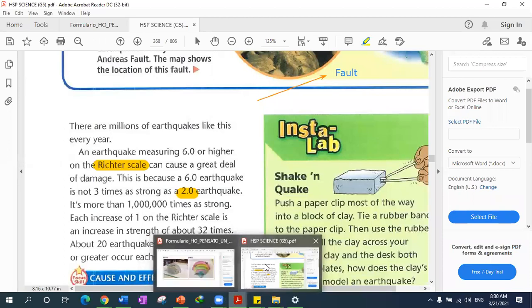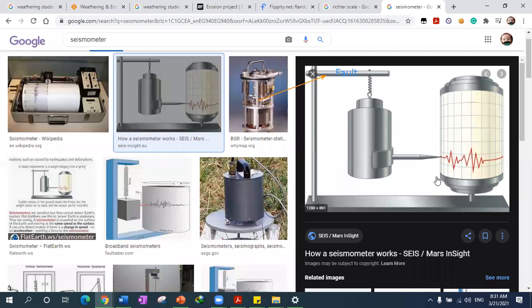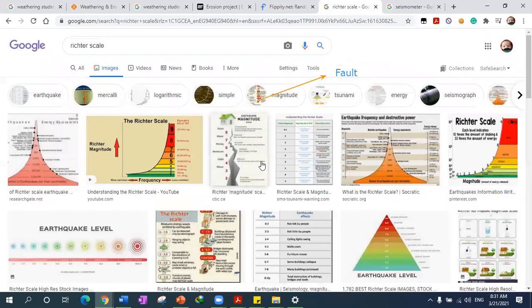Let me show it to you now. I was going to show it to you at the end, but it's okay. Everyone can see the screen, yes. So in here you can see it's with a string. Once there is shaking, this heavy metal will move and it will draw this diagram on a piece of paper. The number that it shows, we will use it on the Richter scale.